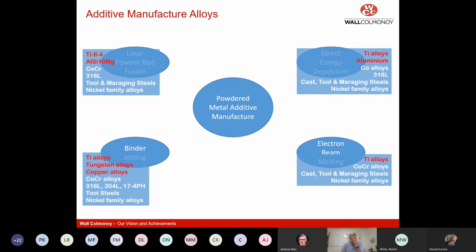So those areas, and there's probably a lot of people on the talk today that could make this list much longer, but certainly the alloys that those technologies use can be seen here. TI64 has been mentioned already today. Aluminium powders, whether it's alloyed with silicon or not. Cobalt chromium powders and cobalt-based alloys, and the general, pretty well understood stainless steels, 17-4 PH, 316, some tool steels, and nickel family alloys. They're all able to be manufactured via the processes we have at Wall Colmonoy. Next slide.